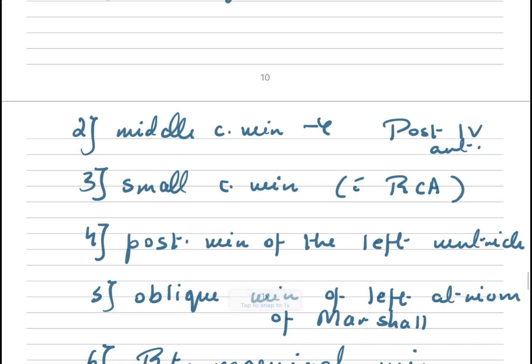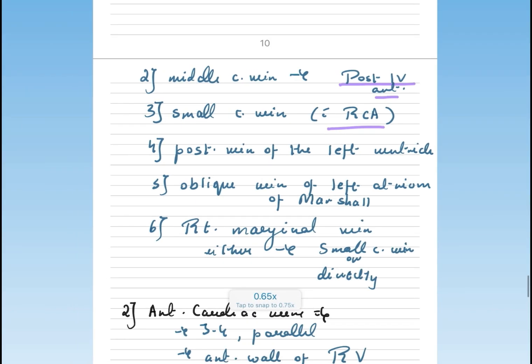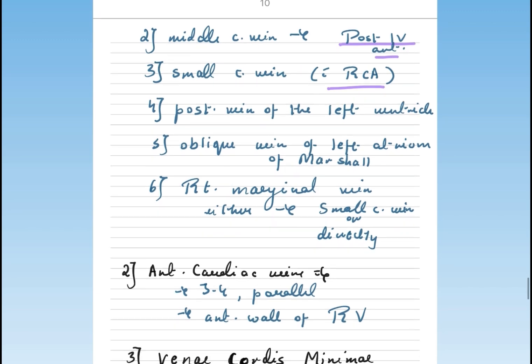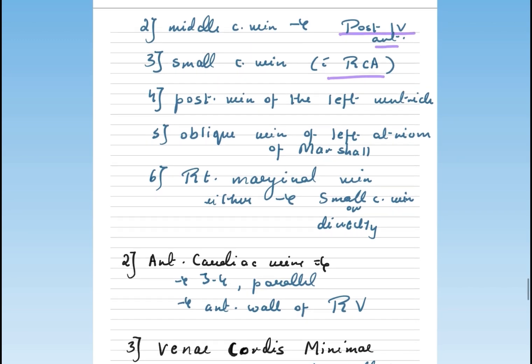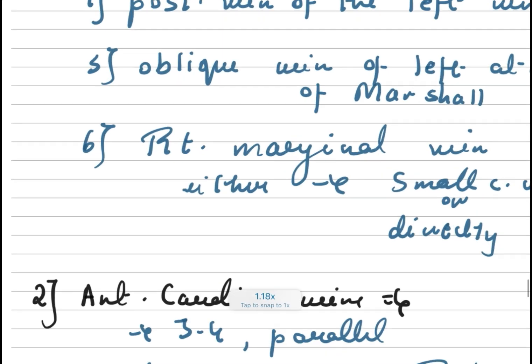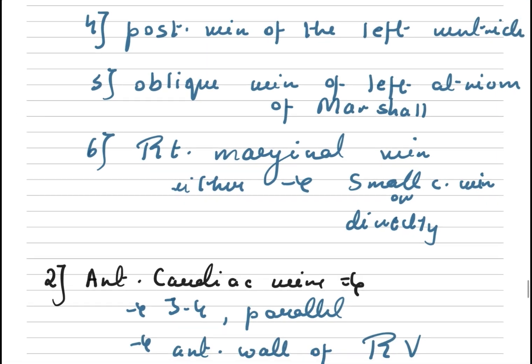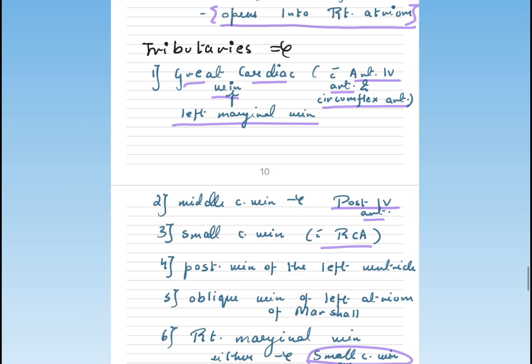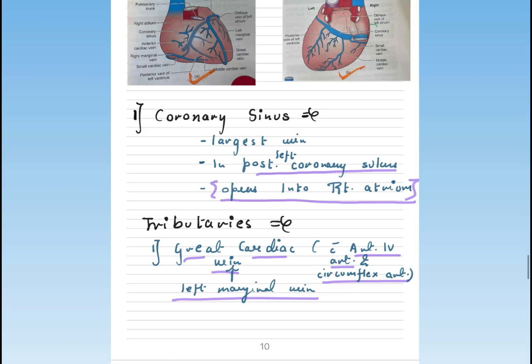Then the middle cardiac vein travels with the posterior interventricular artery. The small cardiac vein travels with the right coronary artery. Then there's the posterior vein of the left ventricle, oblique vein of the left atrium of Marshall, and the right marginal vein. So the right marginal vein can either drain into the small cardiac vein, or it can also drain directly into the right atrium. So this was the first vein, that is coronary sinus.